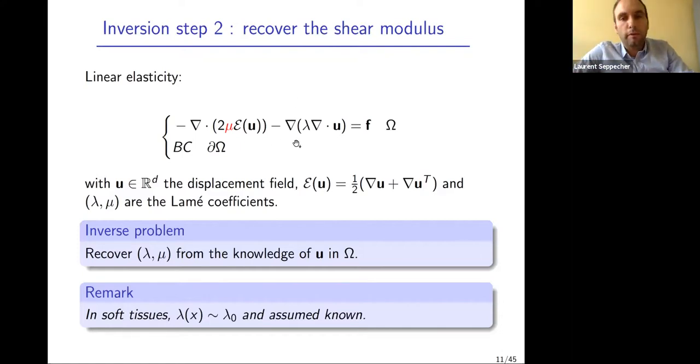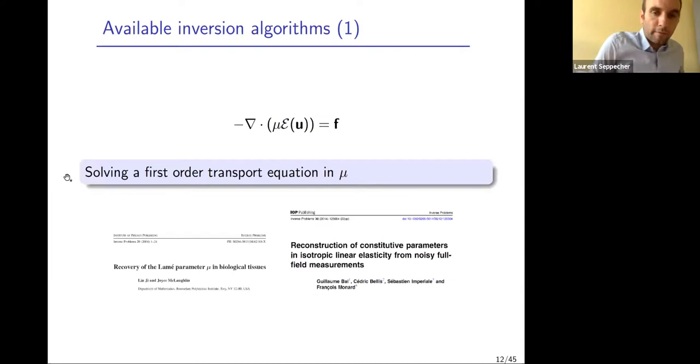So if lambda is known, then you can take the second term, the term in gradient lambda divergence of u, and put it with the f, saying that you know it, and you just want to find mu. A lot of work has been done on this particular equation that we call the reduced elastic problem. We can cite G and McLaughlin, for instance, but also Guillaume Bal, Bellis, Imperial, and Monard, who proved some stability and some techniques to reconstruct mu from this equation.